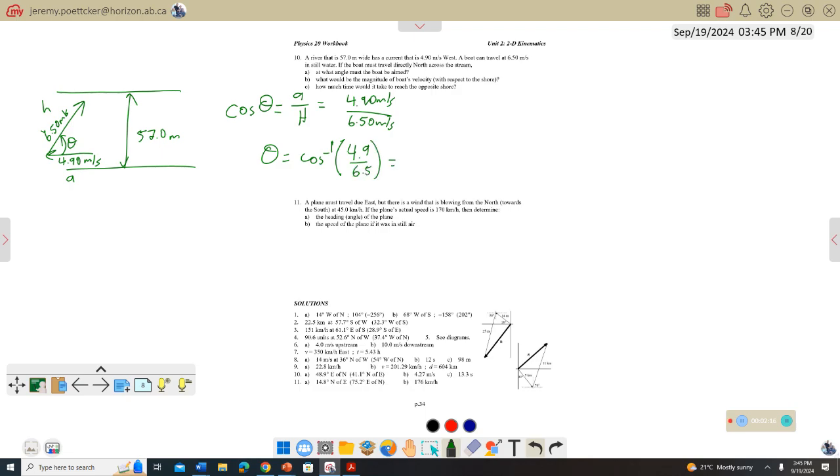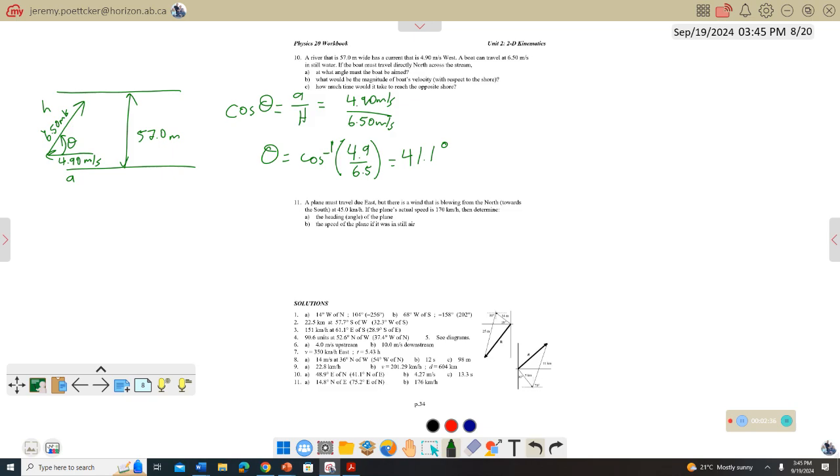And our angle here is going to be 41.0753 and so on degrees. Rounded to significant digits, that will be 41.1 degrees.